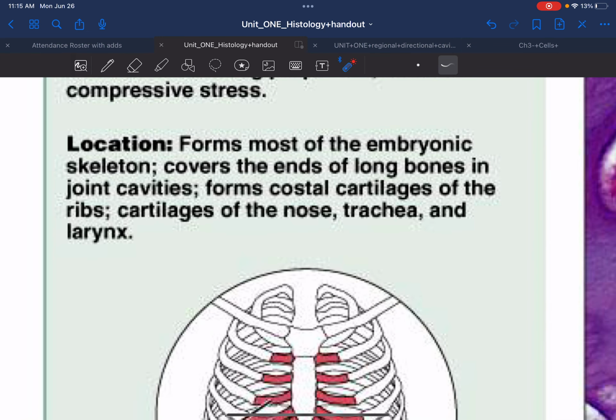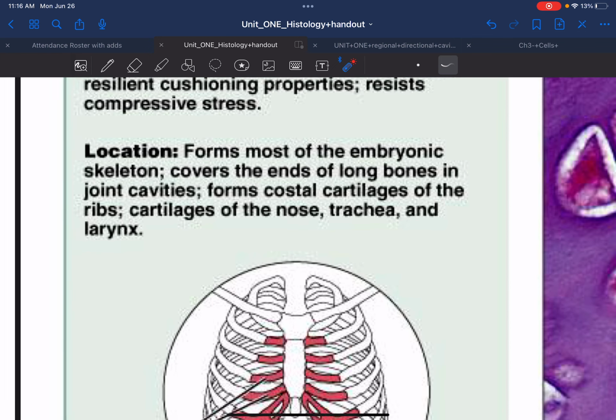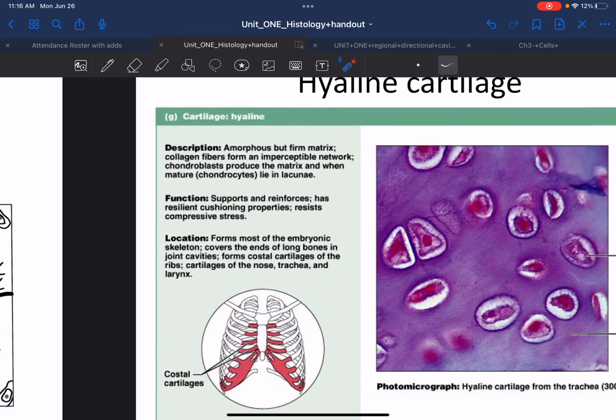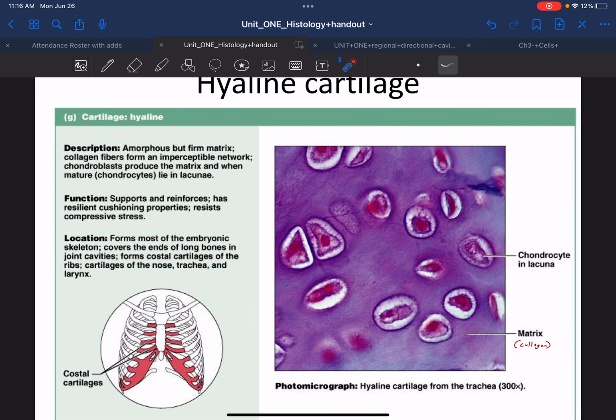We also find it in our nose, right? The cartilage of our nose. We find it in our windpipe. That's what the trachea is. And so any one of these that you can remember best, you only need to know one for our exam. So just pick one, and then you can use that one for your exam.